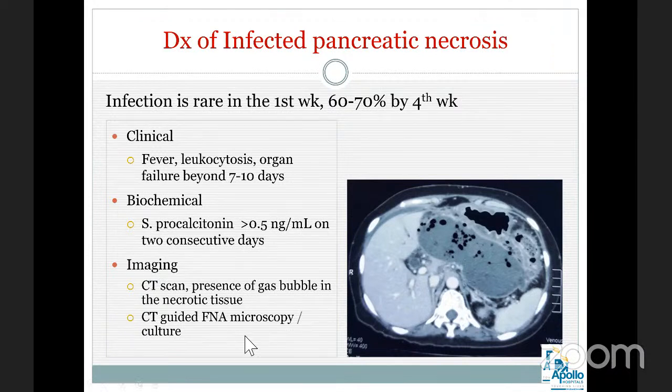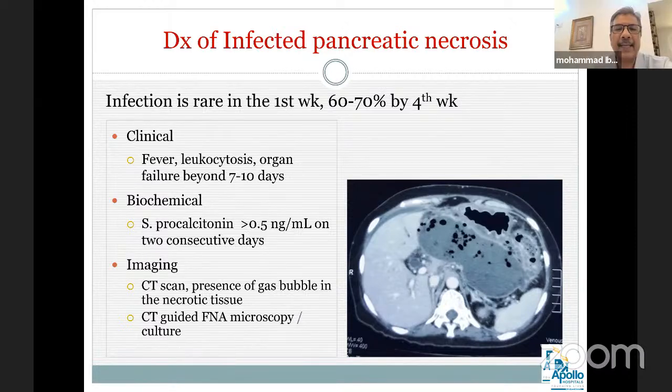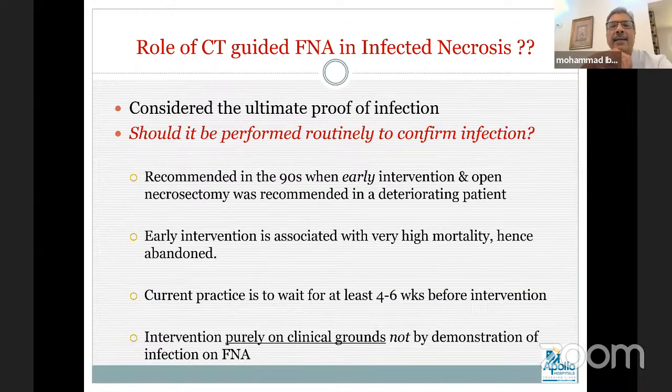But then, with this again, we come to a very contentious issue, a very sensitive question: what is the role of CT-guided FNA in infected pancreatic necrosis? No doubt this is considered the ultimate proof of infection, but the point is, should it be performed routinely to confirm infection?